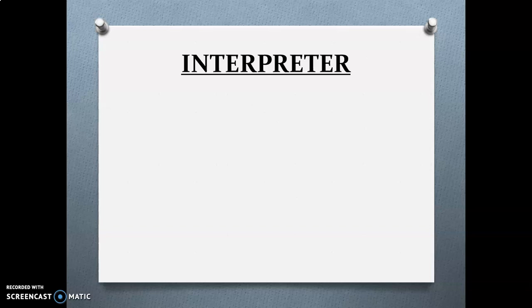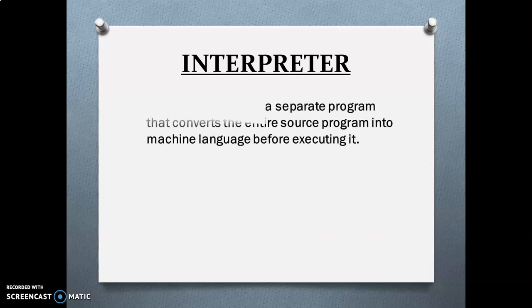Next is interpreter. Interpreter is also a programming software. What does it do? It translates the program line by line. Now in the month of January, you'll be studying one programming language, that is Scratch. At that time, I will explain what the compiler and what the interpreter does. Few programming languages use compiler and few programming languages use interpreter.